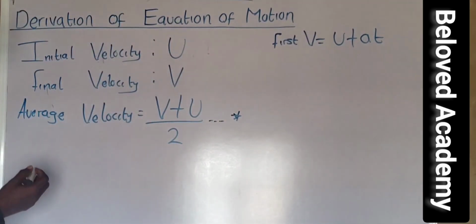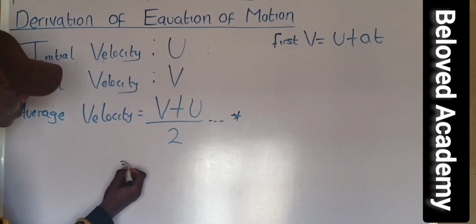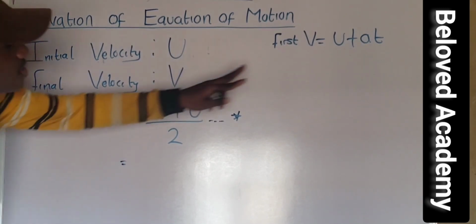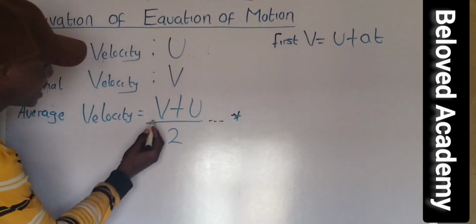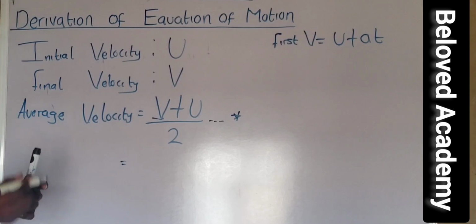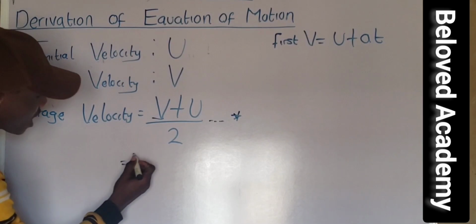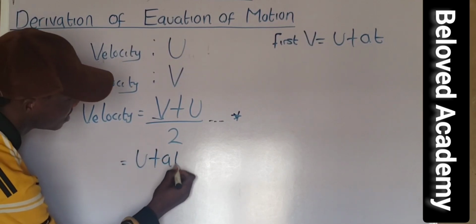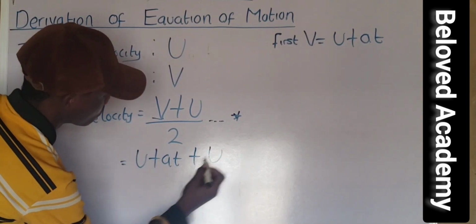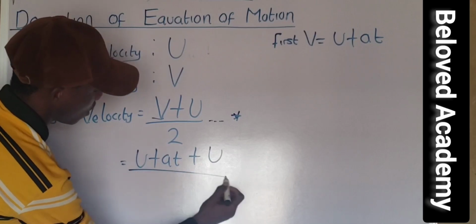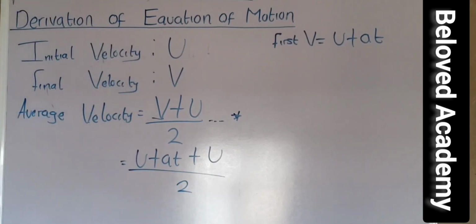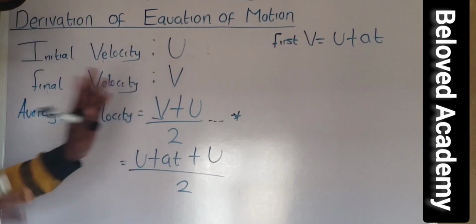So I'm going to have average velocity is equal to, instead of v in this place, I substitute u plus at. So I'm going to have u plus at plus u, all over 2. Please, do you understand what I did? I've not done anything. All I did was substitute v as u plus at in this equation.